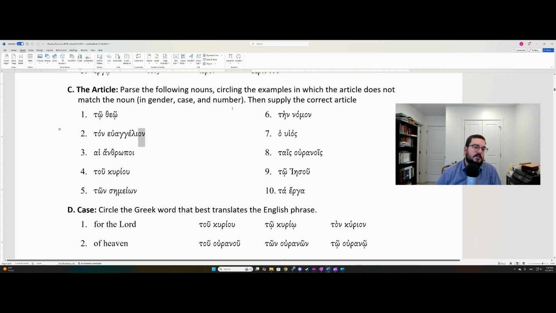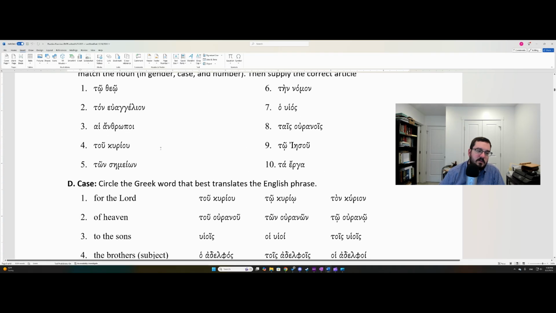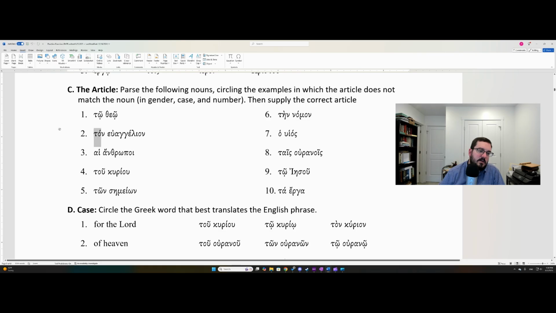All right. Ta euangelion. So we know this is wrong. And we remember, right, that ta will be the same in the accusative and in the nominative. So there should be no nu here. That's what we know. All right, our third option.